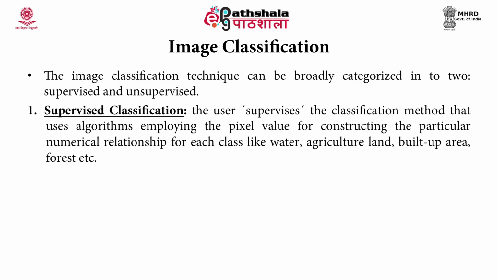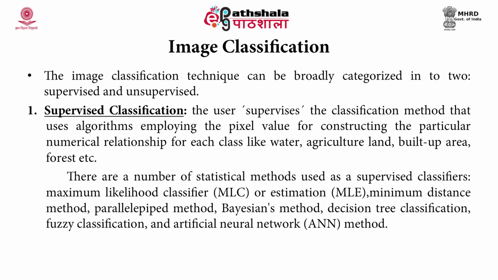In the supervised method, the user supervises the classification, which uses an algorithm employing the pixel values for constructing a particular numerical relationship for each class, such as water, agriculture land, built up area, forest, etc. There are a number of statistical methods used as supervised classifiers. For example, maximum likelihood classifier or maximum likelihood estimation, minimum distance method, parallelepiped method, Bayesian method, decision tree classification, fuzzy classification and artificial neural network method.